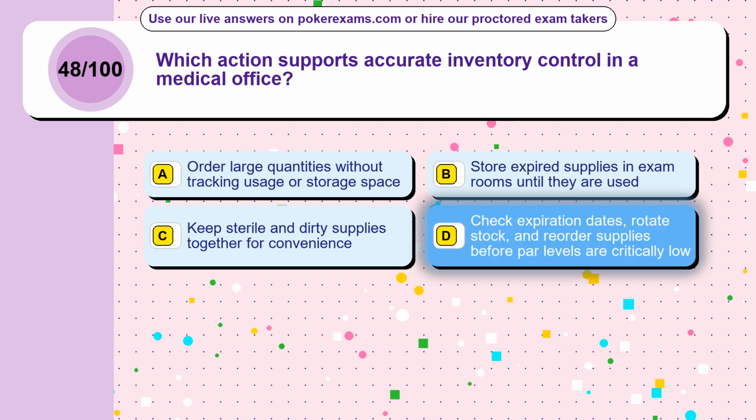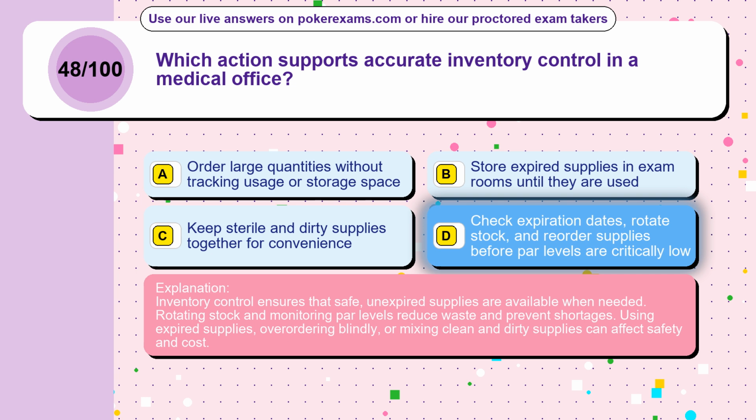The correct answer is option D. Check expiration dates, rotate stock, and reorder supplies before par levels are critically low. Inventory control ensures that safe, unexpired supplies are available when needed. Rotating stock and monitoring par levels reduce waste and prevent shortages. Using expired supplies, over-ordering blindly, or mixing clean and dirty supplies can affect safety and cost.